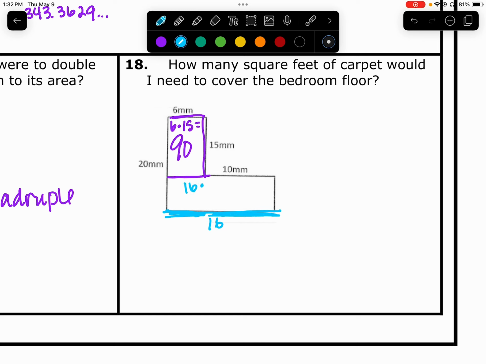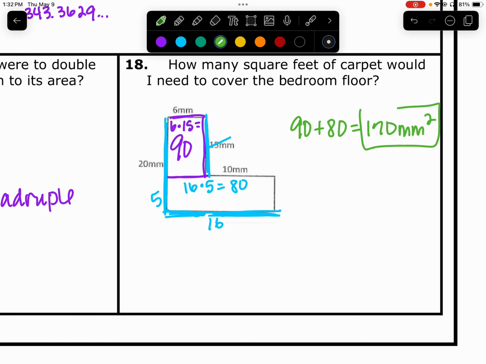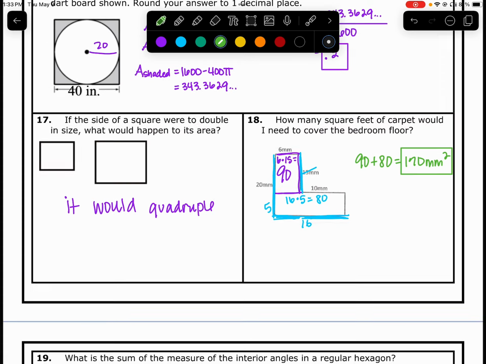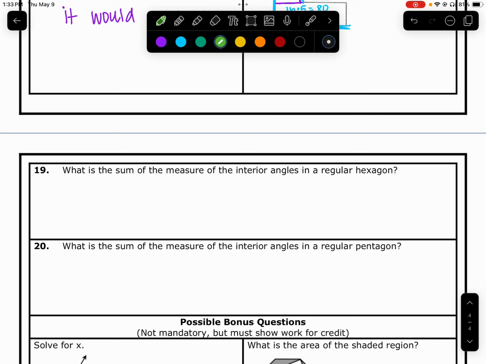And then we got to multiply it by, let's see, this is 15. This whole thing is 20. So if we subtract that 15, we get 5. So that's 80. And now we got to add these two together. And that should give us 170. And that's square millimeters. What? Why on earth would you measure a bedroom in millimeters? Sorry. Okay, moving on. Number 19, what's the sum of the measure of the interior angles?